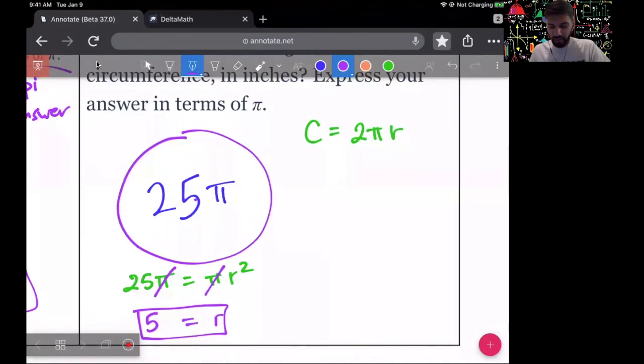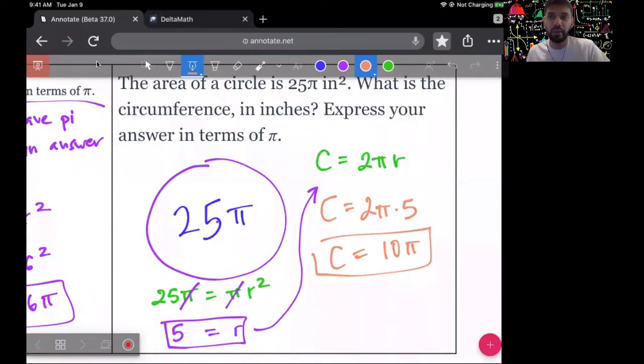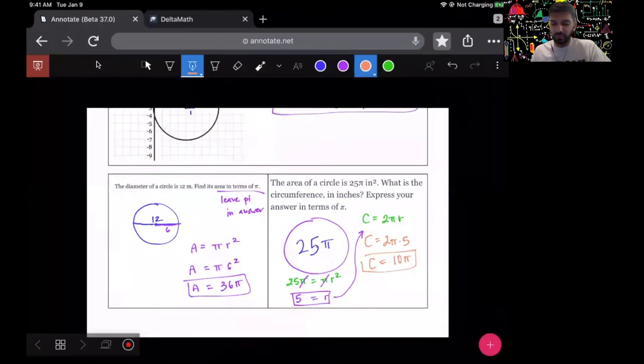And now I just take r and put it in my circumference equation, because it's asking me for the circumference in inches. So take r, plug it in over here. So that means that c is equal to 2 pi times 5, 2 pi times r. So 2 times 5 is 10 pi. There's your circumference. Okay. So there are your examples for today.